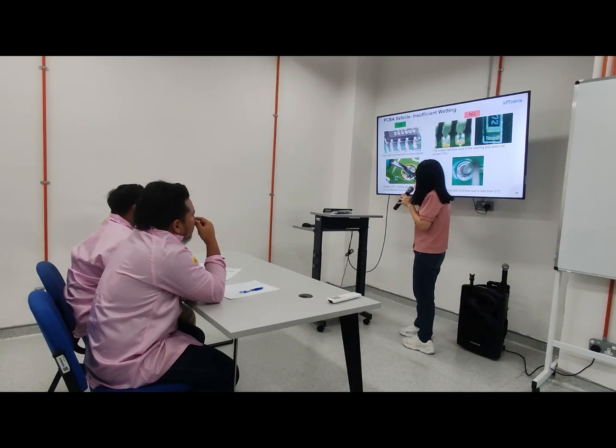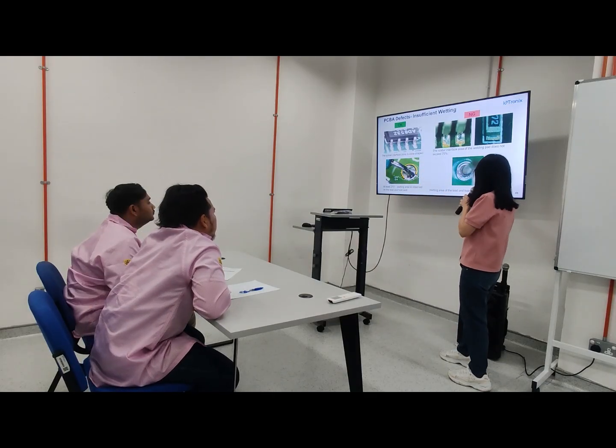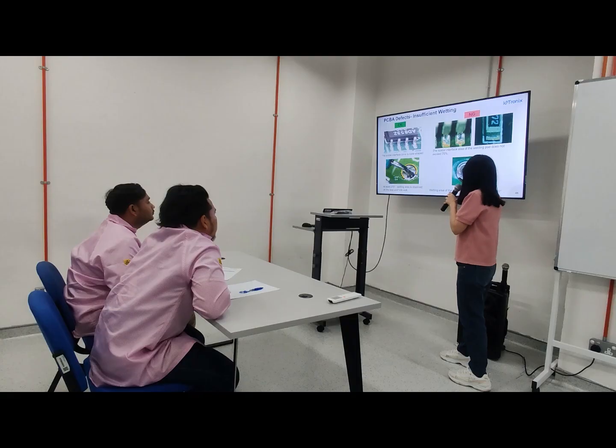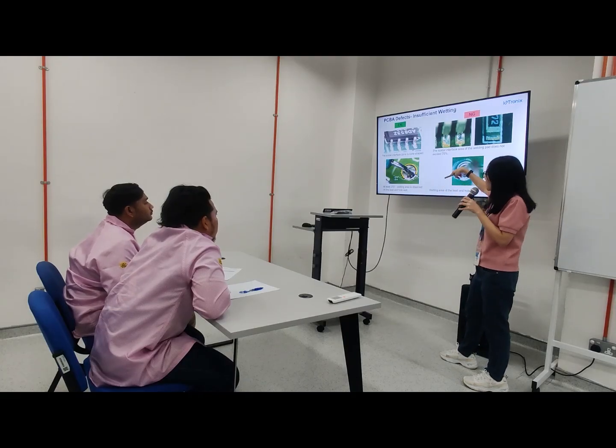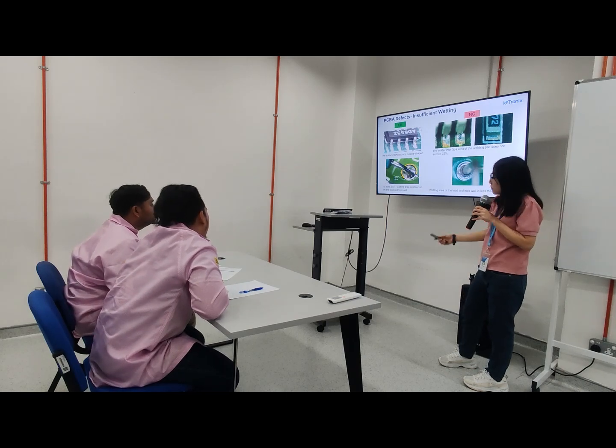This one, the welding area at least must cover 270 degrees. At least from here to here must have solder. Welding area is less than 270. This one, this area is all not enough. Okay, at least must be 270.